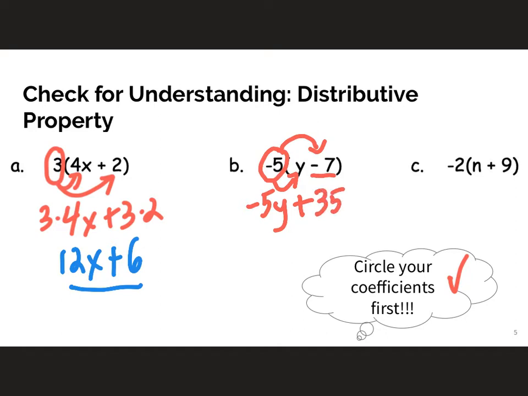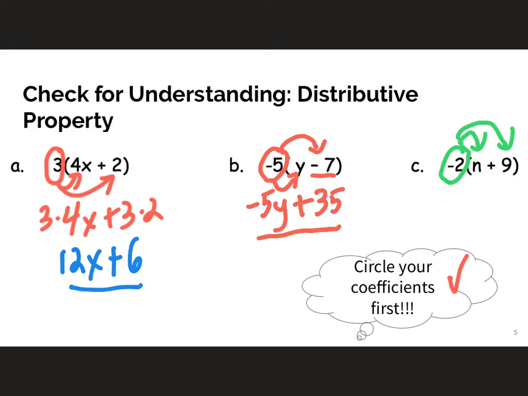So my fully simplified expression is -5y plus 35. Finally, my last one, my coefficient is going to be -2, right? And my terms inside my parentheses are going to be n plus 9, right?